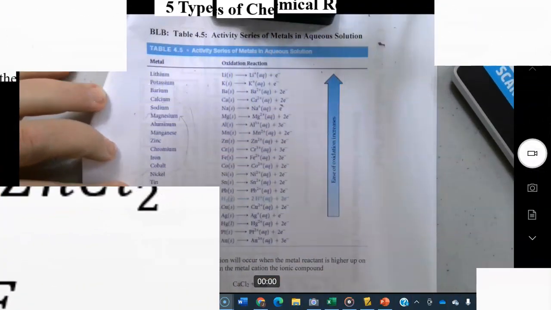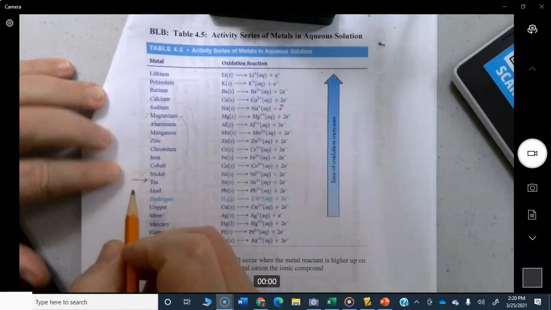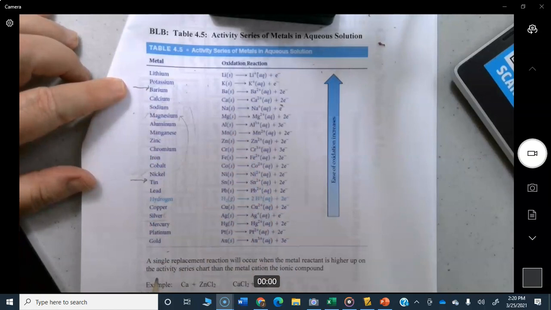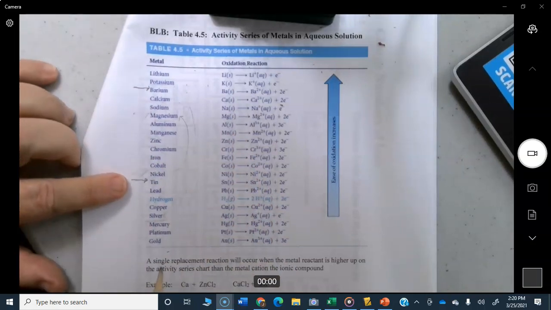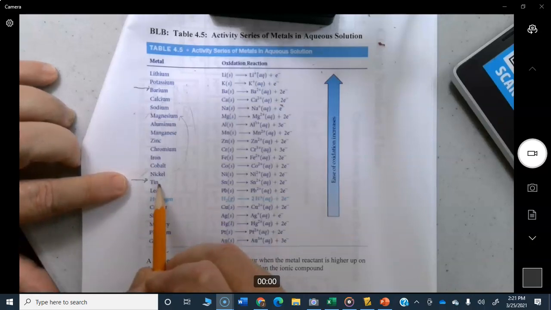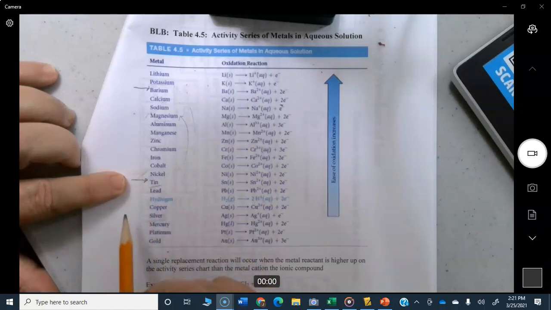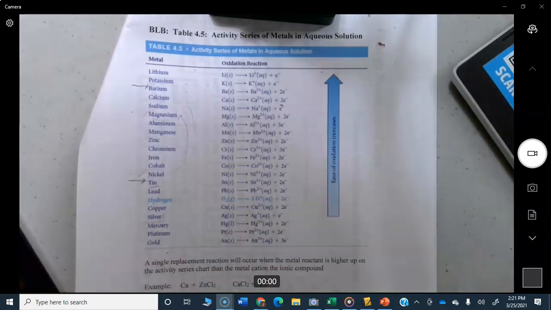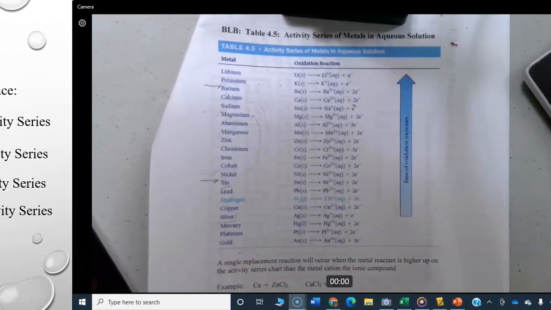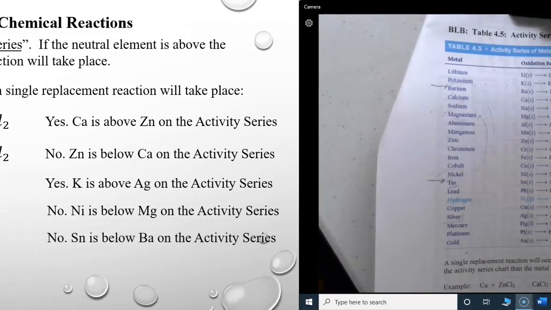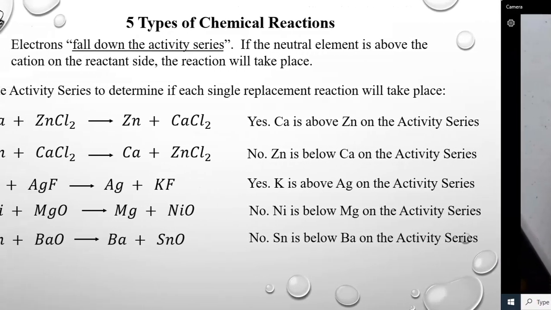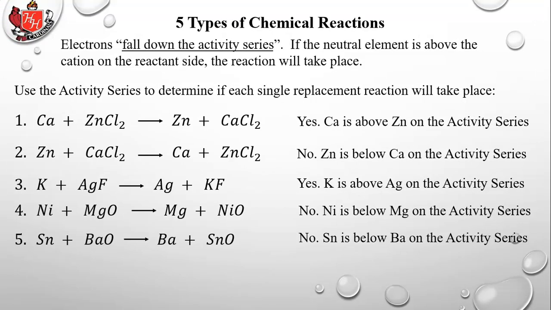Okay, so let's find tin. Here's tin, and here's barium. So barium is much weaker than tin. Tin is much stronger than barium. So barium is not going to be able to pull electrons away from tin. Tin is below barium on the activity series, so that reaction, where tin was the lone element, will not take place. So there we see no. Tin is below barium on the activity series, so the reaction won't take place.